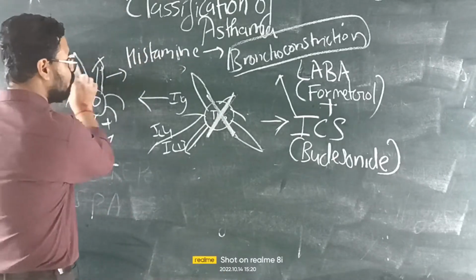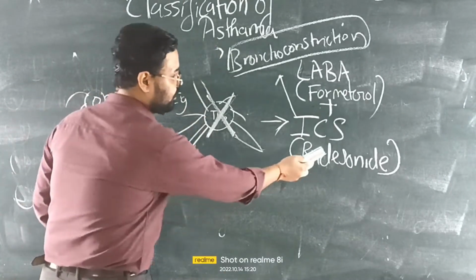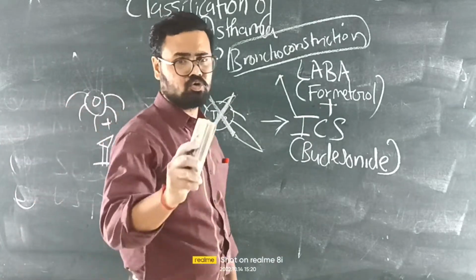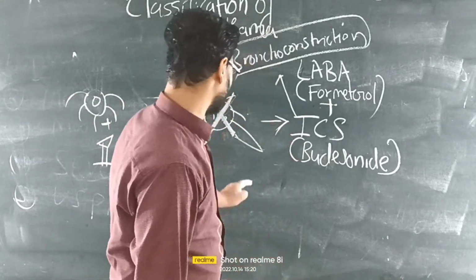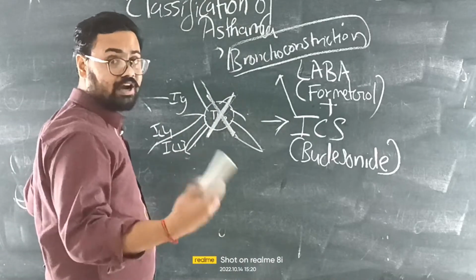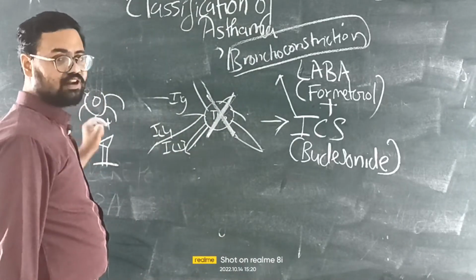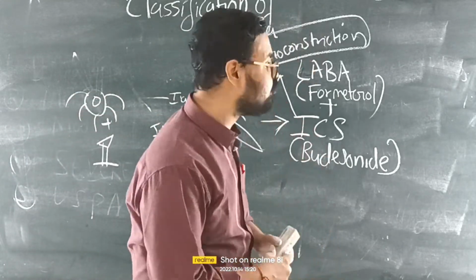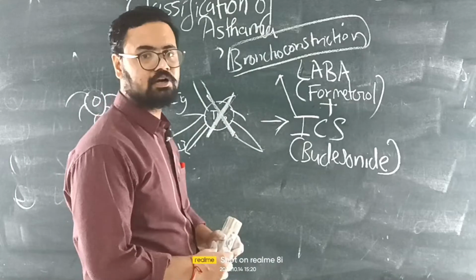Let us make it more clear. This inhaled corticosteroid is inhibiting the T helper 2 cell, the root cause of bronchoconstriction, because it is releasing interleukin 13 and interleukin 4 to stimulate IgE production and mast cell production. So we will treat the root cause. And how will you treat the root cause? By inhibiting the T helper 2 cells.